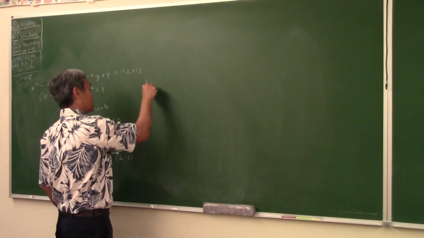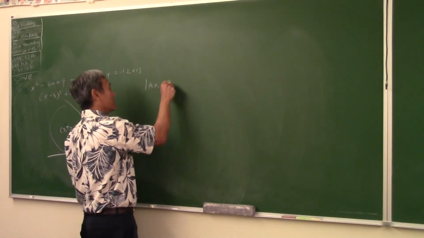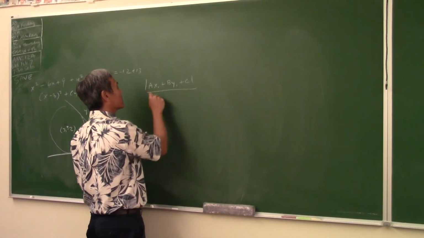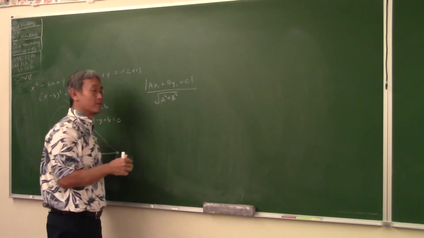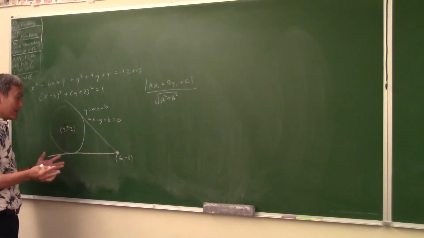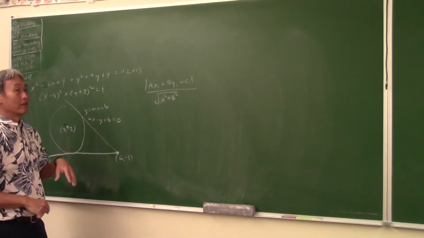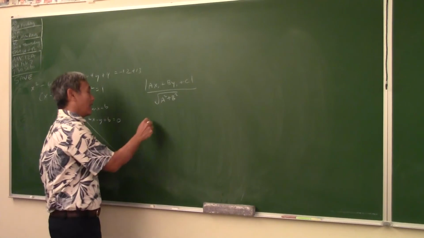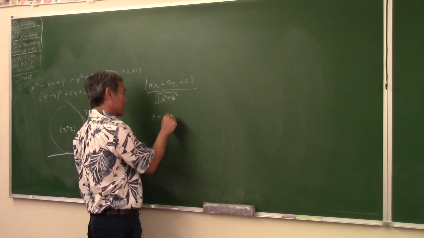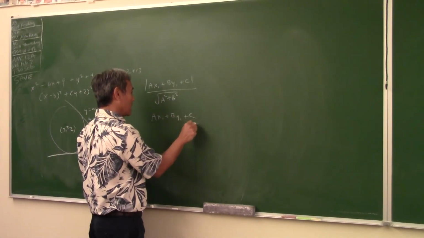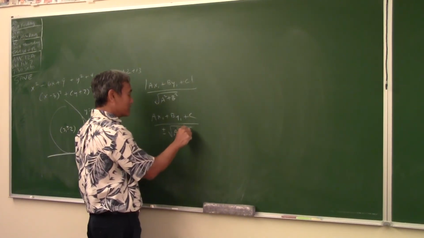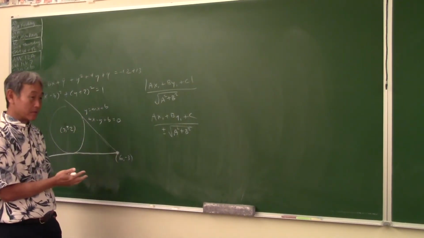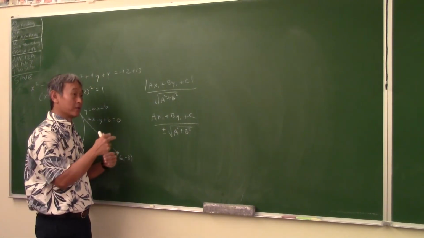Now, this is what you got to know. (ax1 + by1 + c) all over the square root of a squared plus b squared. This is how you find the distance between a point and a line. Everybody knows that. However, not many people know this. (ax1 + by1 + c) all over plus or minus the square root of a squared plus b squared. This is the directed distance from the line to the point.